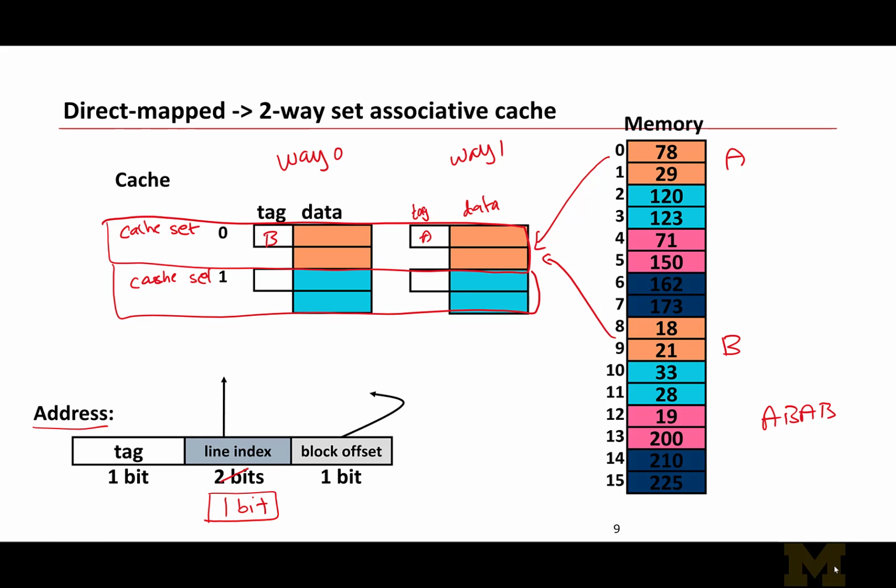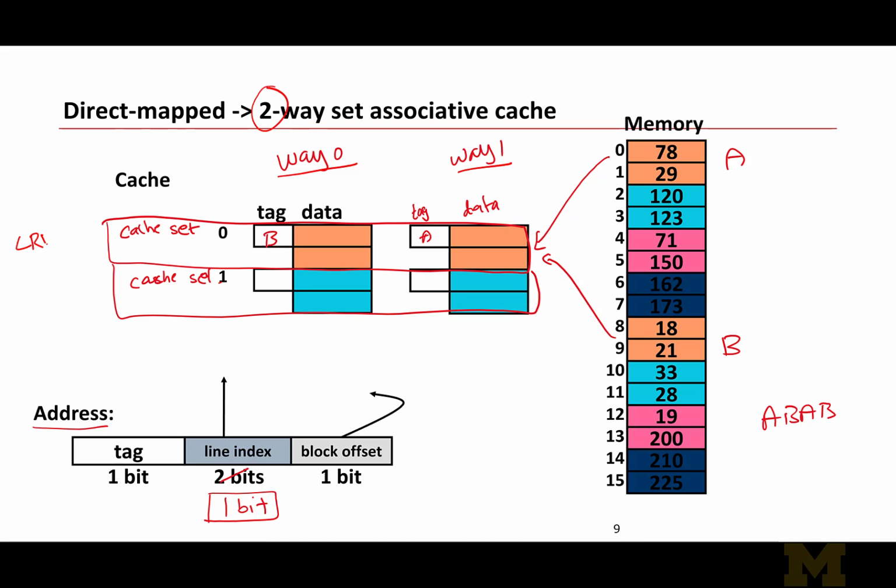So now I have 2 cache sets, 0 and 1, and we have 2 ways, way 0 and way 1, and that's why it's a 2-way set associative cache. And a given cache block can be stored in any one of the 2 ways, depending on which one is free. How do you know which one is free? Well, this goes back to our discussion on replacement policies and how we handled it in the case of fully associative cache.